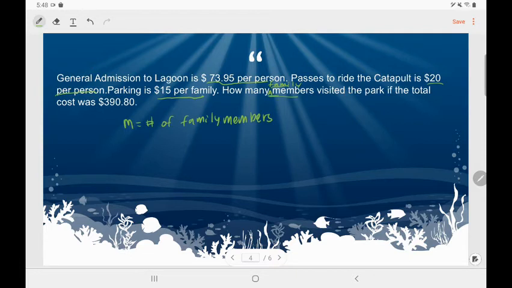But remember, I'm only looking at one. I want to know how many family members are visiting the park. That means I only have one family. So this is an amount that I'm only going to pay once. So this is my constant. Okay, I'm going to pay this once.